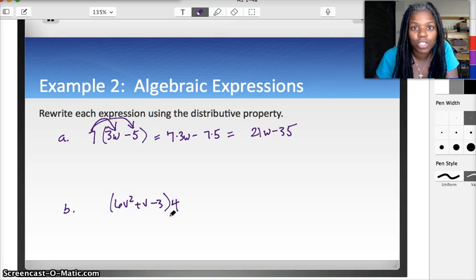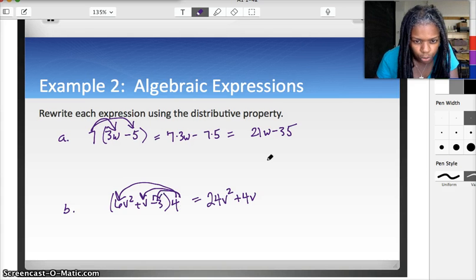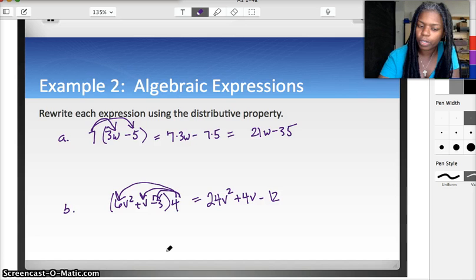Notice this is a situation where the number that we're multiplying is actually on the right side of the parentheses and not the left. So we're going to just multiply through each term within the parentheses, and we'll get our answer. 4 times 6v squared is 24v squared. 4 times a positive v is plus 4v. And 4 times a negative 3, which I know looks a little crazy, but it is negative 3, is a negative 12. And stick a fork in me, we're done.